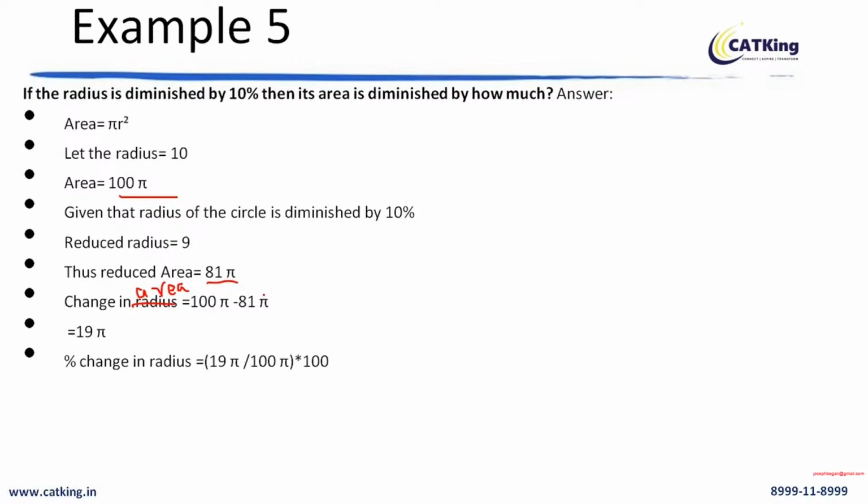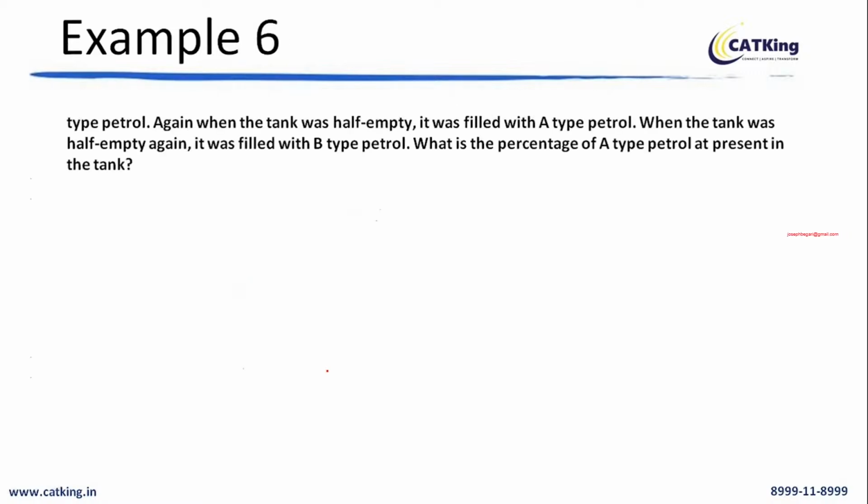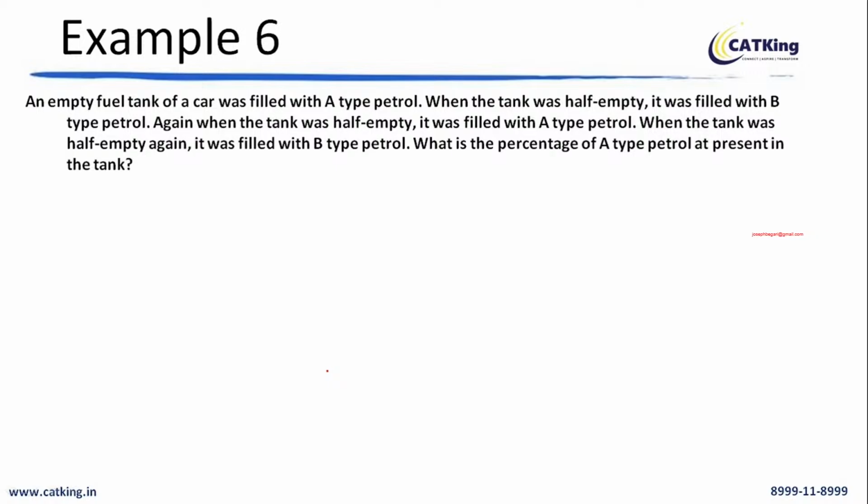So percentage change कितना होगा? 19 pi upon 100 pi into 100. 19 pi तो change है, 100 pi original value है into 100. So pi cancels, 100 also cancels. Basically 19%. Very simple. I hope you understood this. Alright, let's move on. Okay, very good question.